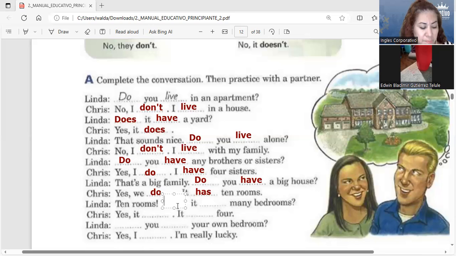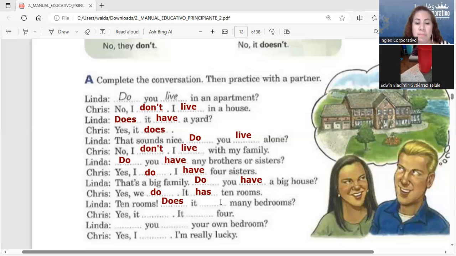It. Do or does? Notice the subject is it. It is third person singular. So do we say do or does? Do. No, we say does, because it's third person singular. Con it, he, and she usamos does. Okay? Siempre acuérdese eso. With he, she, and it, we use does.